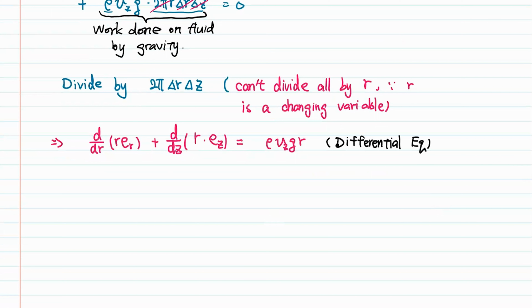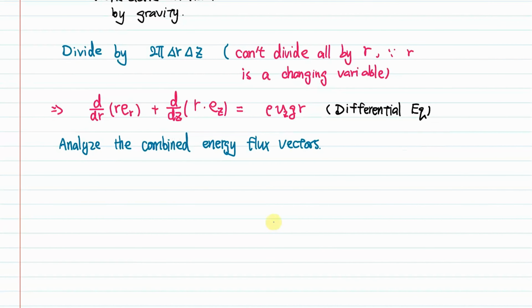Now, as we did for previous examples, our next step would be to analyze the combined energy flux vector and look at the terms, which terms are zero and which terms are not. So let's do that. Let's analyze the combined energy flux vectors. So we have E sub R equals what? We're going to expand everything.